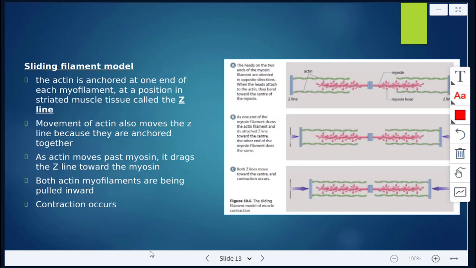So last class we had talked about the sliding filament model, where the actin is anchored at one end of each myofilament at a position in striated muscle tissue called the Z-line, shown here and here. Movement of actin also moves the Z-line because they're anchored together. As actin moves past myosin, it drags the Z-line towards the myosin. Both actin myofilaments are being pulled inwards, and then contraction occurs.